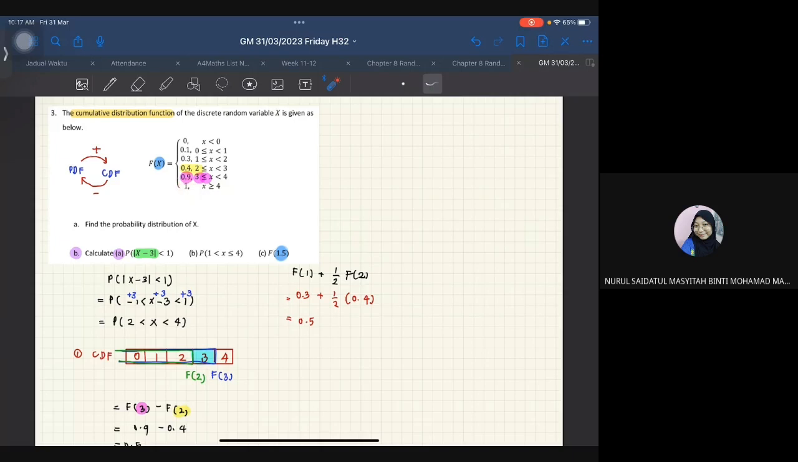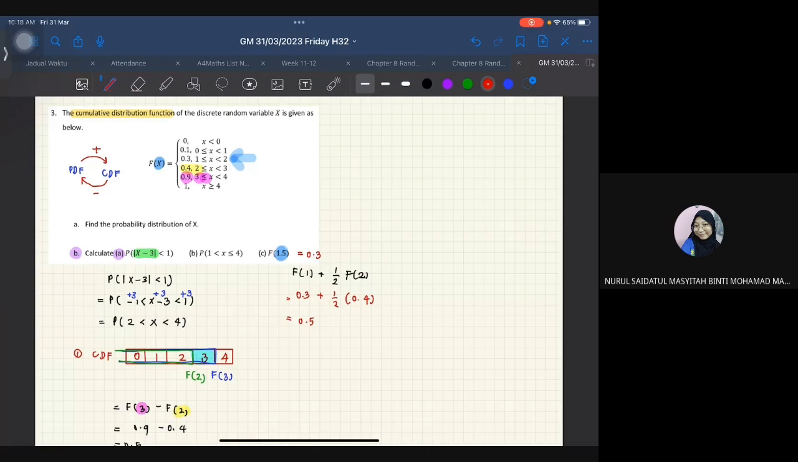So my question is 1.5 ni duduk dekat mana? So 1.5 dia duduk dekat sini. This is where 1.5 lies. Sebab dia ada di dalam range di antara 1 sampai 2, ada 1.5 dekat dalam tu. So jawapan kita adalah 0.3. Boleh faham ke? Boleh, Miss.